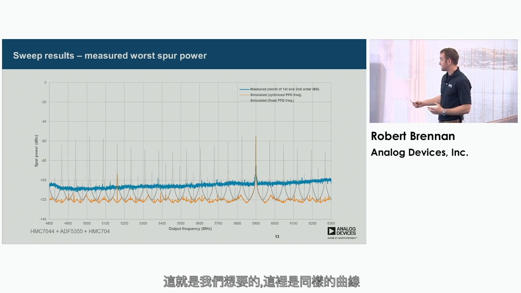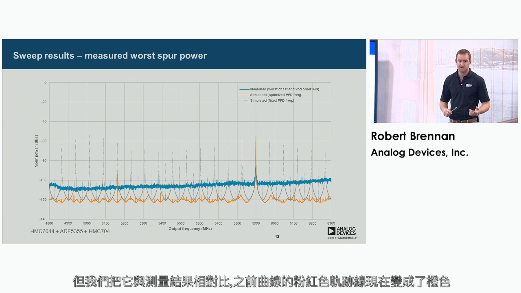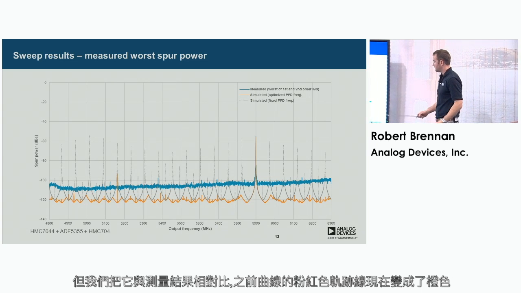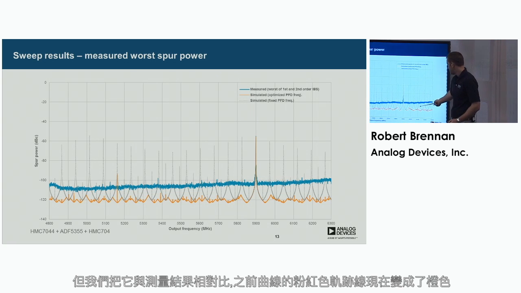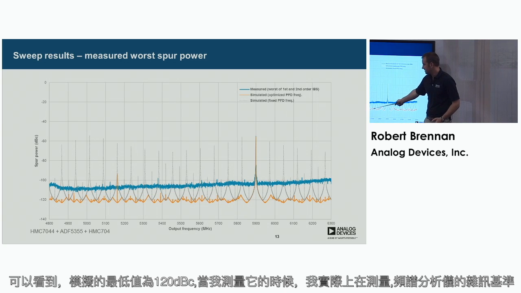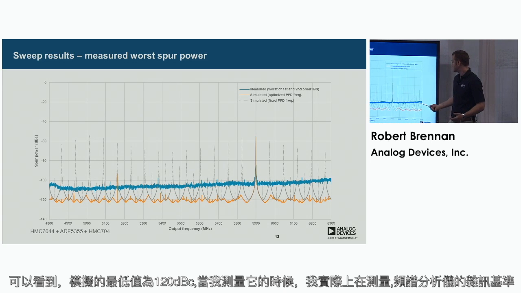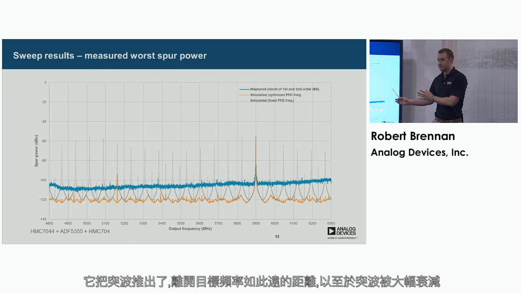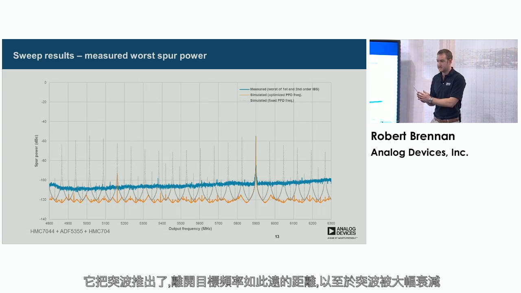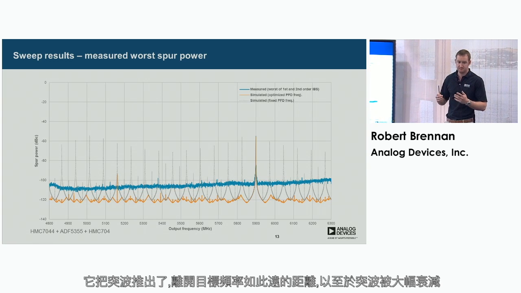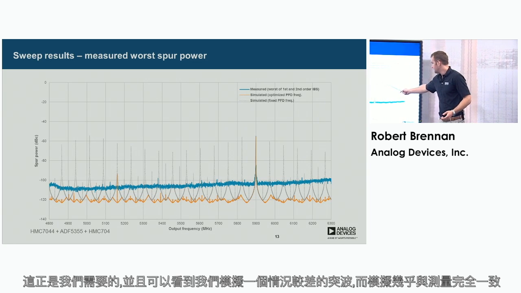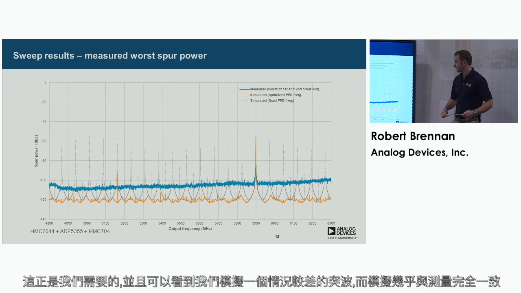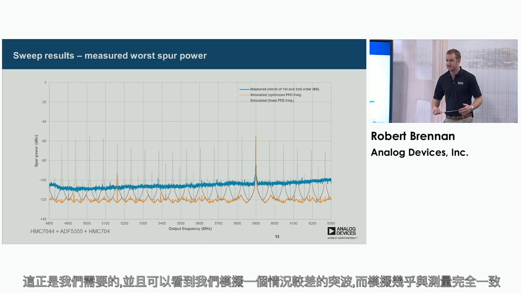Here it's the same plot again, but this time I'm comparing it with our actually measured results. The pink trace from the previous plot is now orange, and we can see it's simulating down at 120 dBc. When I actually measured this, I'm just measuring the noise floor of the spectrum analyzer. So it's pushed the spurs so far out from the target frequency that the spurs are extremely attenuated, which is exactly what we want. And where we did simulate a bad spur, the simulation matches measurement almost exactly.